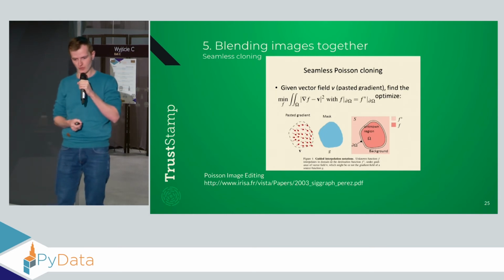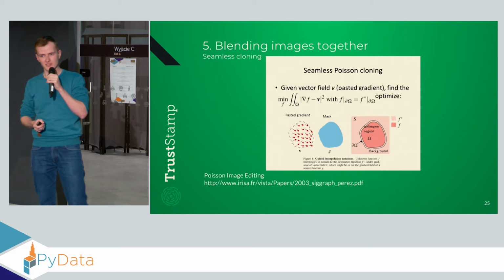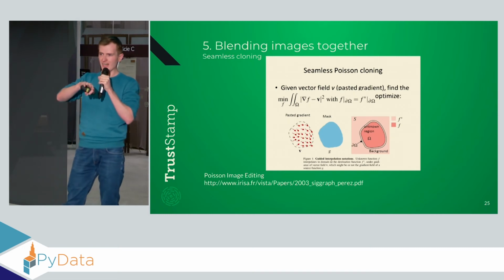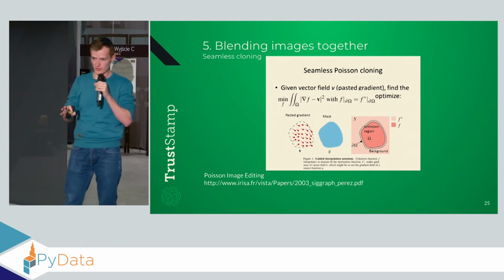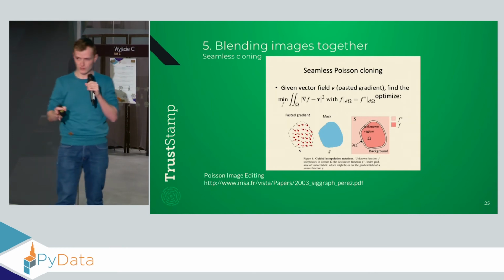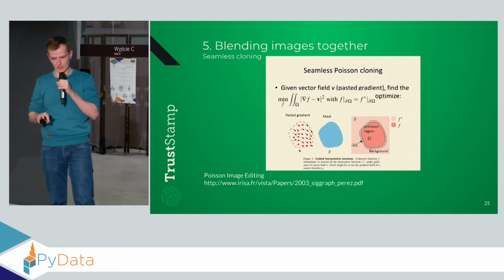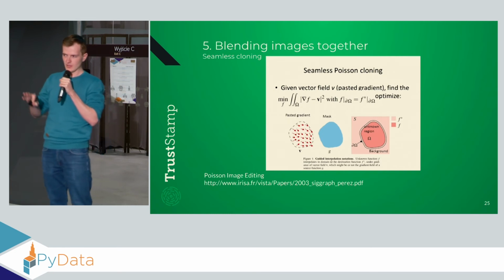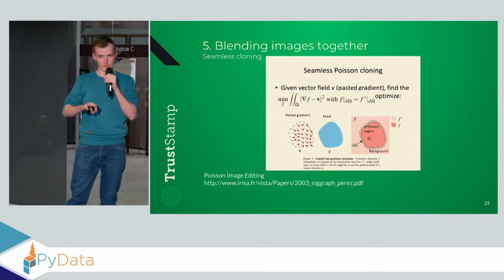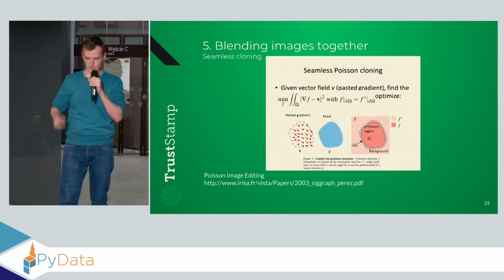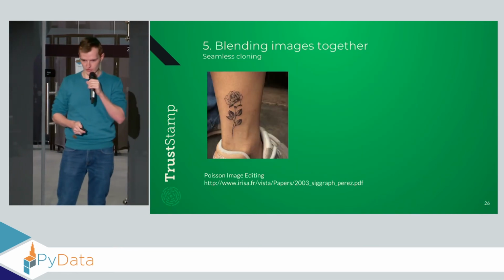There's a link below. So the basic idea is that you don't copy the intensities or the values of the pixels. You copy the gradients. It sounds simple. It's much more complicated because it includes some calculus, as you can see in the equation. But let's not talk about it. The simple idea is to copy gradients instead of intensities. And this is an example.